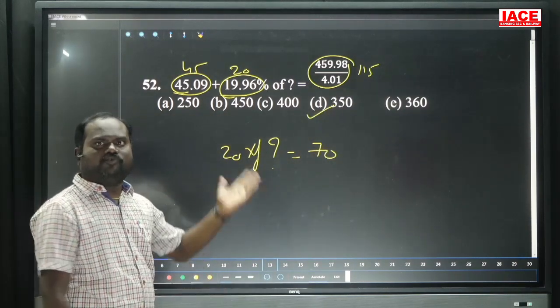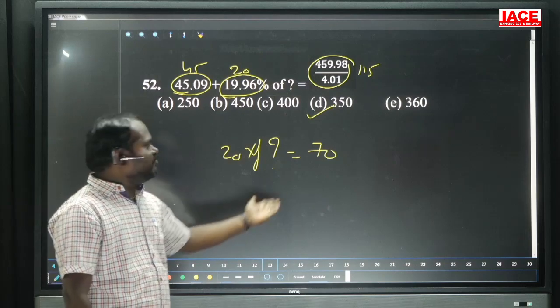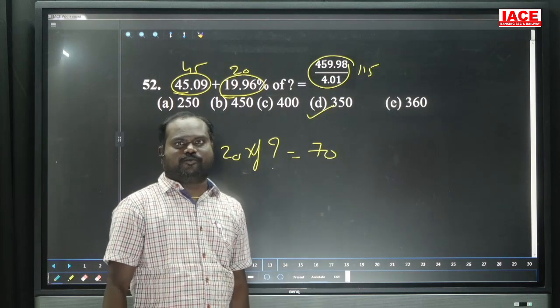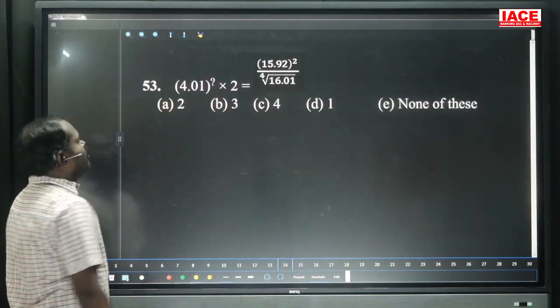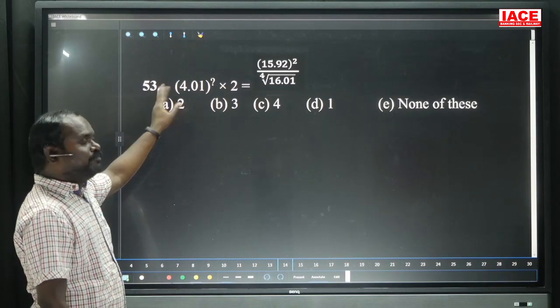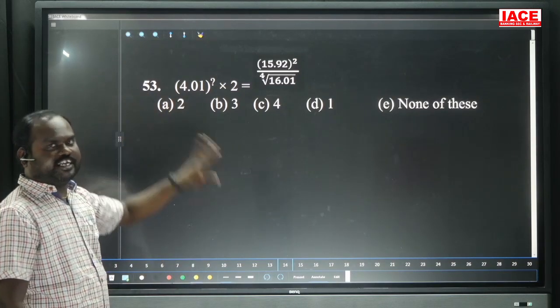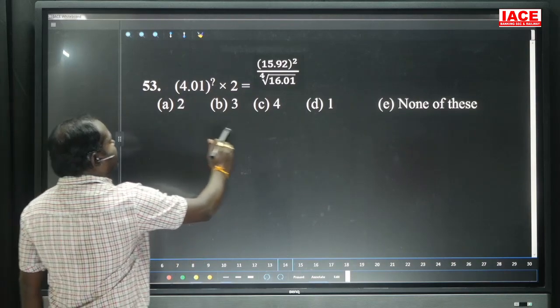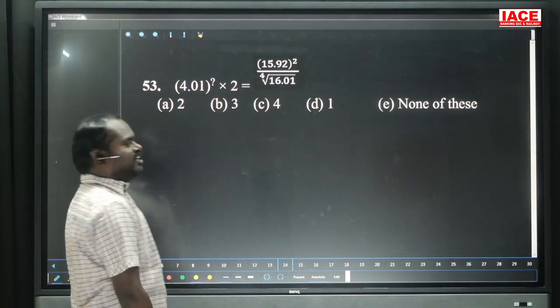Otherwise directly, 20% is nothing but 1/5. By 5 becomes... In that way also we can get the answer. Right? Now here 4.01, so 4.0, roughly take it as 4. It is 15.9, nothing but 16 square.